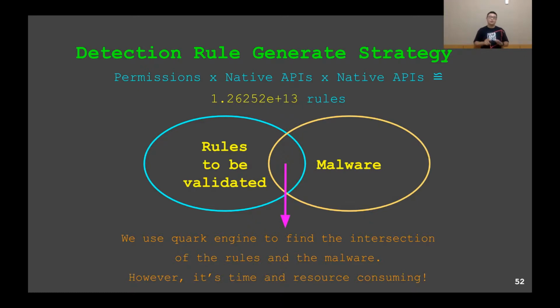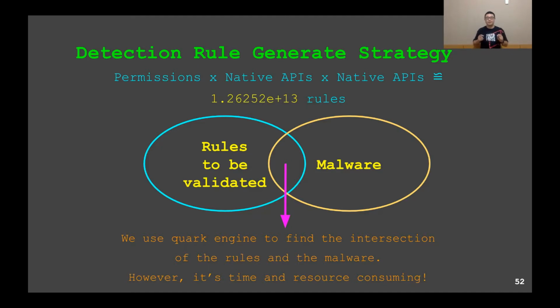Since our goal is to find all kinds of behaviors in the malware, if we use permissions and native APIs to generate all possible rules, we will have an amazing amount of rules, which is 1.26252E plus 13. Amazing number. And if we really take the time and disk volume to generate such amounts of rules, we then use Quark Engine to find the intersection between those rules and the malware we prepared. We prepare a lot of malware. So, in other words, we find rules that matched the malware behaviors.